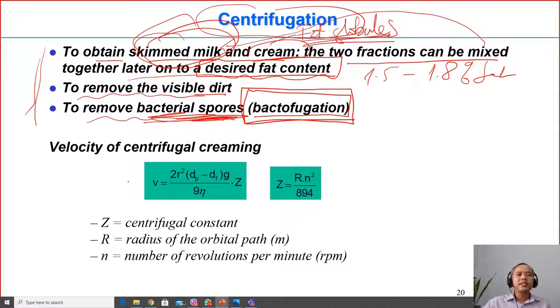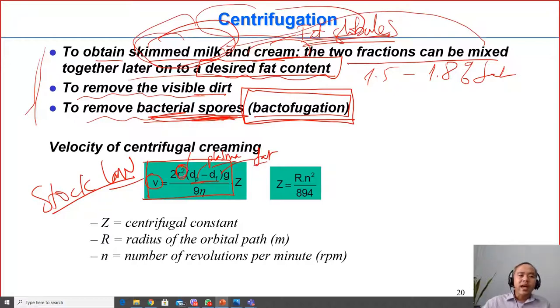Now we discuss a little bit of the theory. We already saw this equation. This equation is called Stokes' law. The Stokes equation estimates how fast, this is the velocity, the fat globules or fat droplets will separate from an emulsion. If they have a larger diameter, they will separate very fast. If there is a high difference in density between P, the plasma, and F, the fat, and if the size is larger, then they move up very fast, they separate very fast.